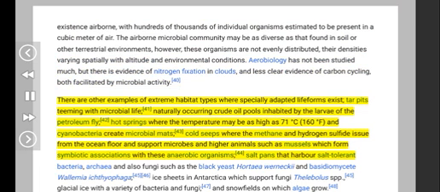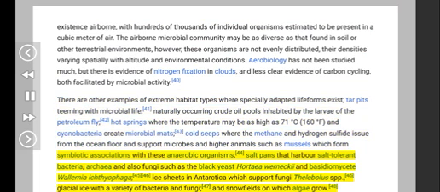There are other examples of extreme habitat types where specially adapted life forms exist. Tar pits teeming with microbial life. Naturally occurring crude oil pools inhabited by the larvae of the petroleum fly. Hot springs where the temperature may be as high as 71 degrees Celsius (160 degrees Fahrenheit), and cyanobacteria create microbial mats. Cold seeps where the methane and hydrogen sulfide issue from the ocean floor and support microbes and higher animals such as mussels which form symbiotic associations with these anaerobic organisms. Salt pans that harbor salt tolerant organisms.